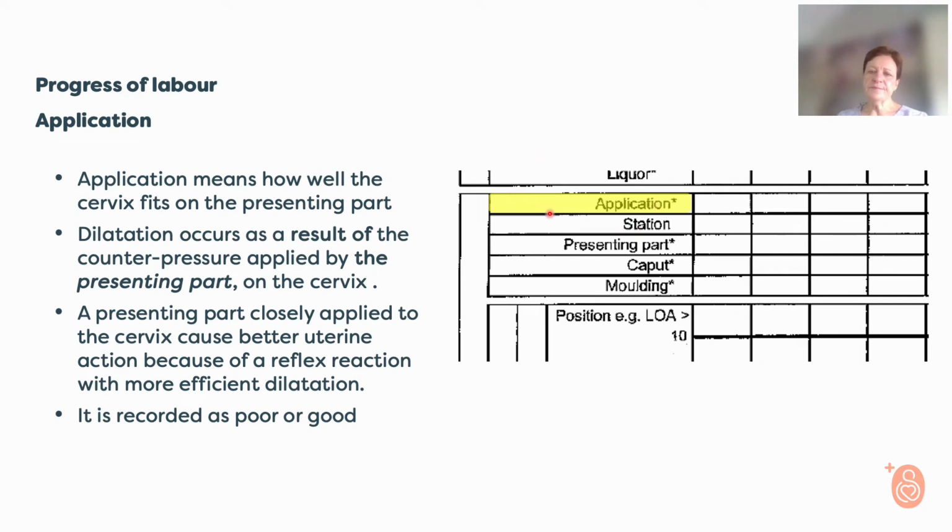Now, on the bottom part of the cervical dilatation part of the partograph, here above this part, there are some other criteria of the progress of labor that we also need to record. Like, for example, the application of the presenting part on the cervix. Now, we have said previously, application means how well the cervix fits on the presenting part, or rather, how well the presenting part fits on the cervix. And we have said that the better the presenting part fits on the cervix, the more pressure there is on the cervix that causes this reflex reaction, better contractions, and that makes dilatation also improve. We just record application as poor or good, a P for poor and G for good, or we can even write there poor or good.